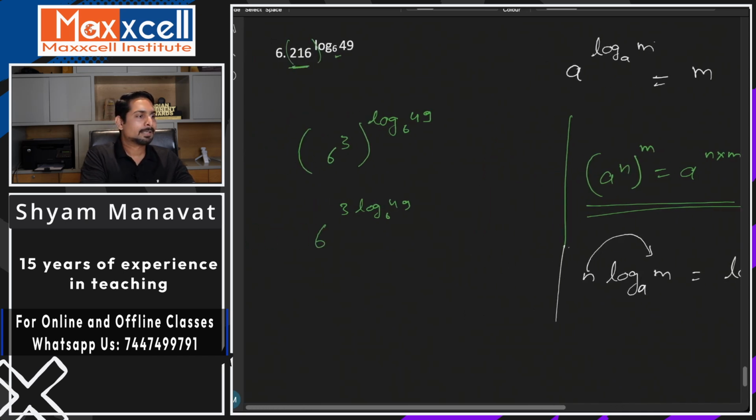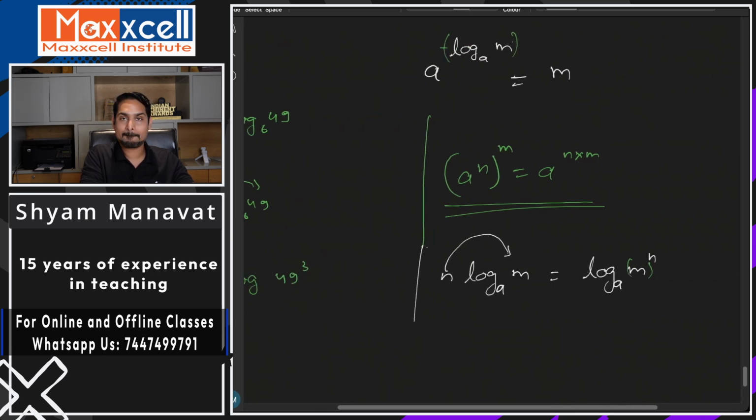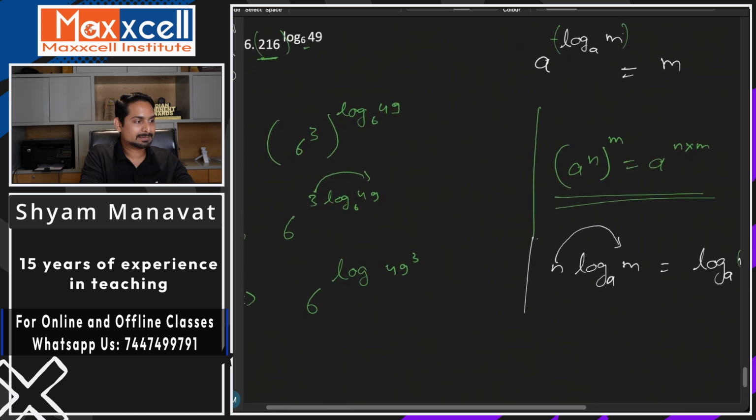Next, how do you simplify this? Now here I don't want this 3, because in the log property you don't have anything in multiplication with the log. Everything should be inside the log. So if I take this inside the log, this should be 6 log 49 to the power 3. The 3 goes as the power of this number, and the base stays 6. Are you clear with this? Yes, no? 49 cube, whatever it is, keep it as it is.